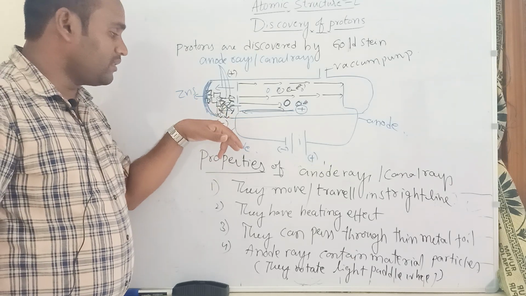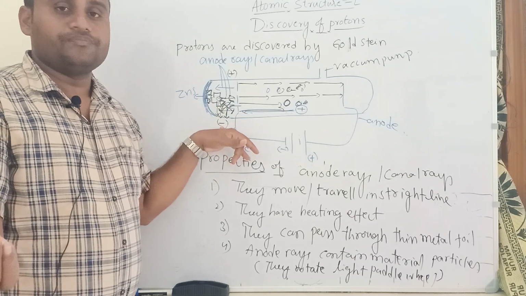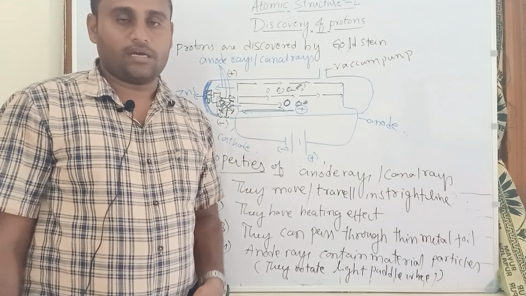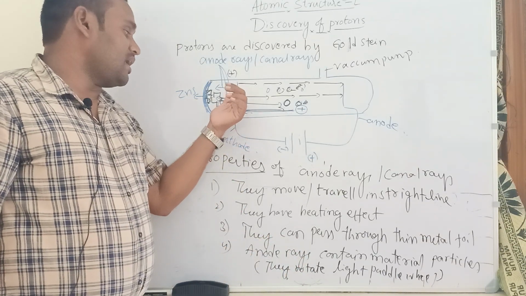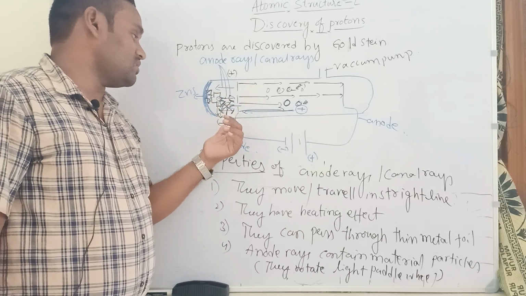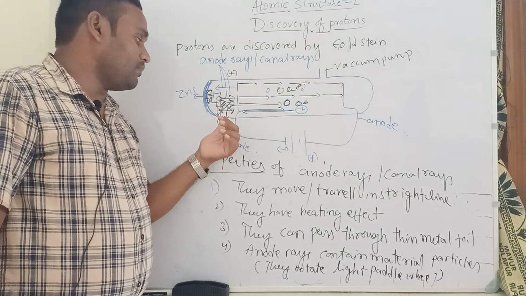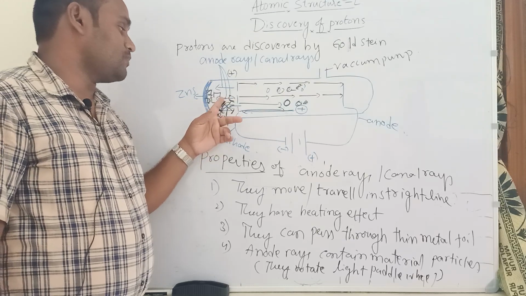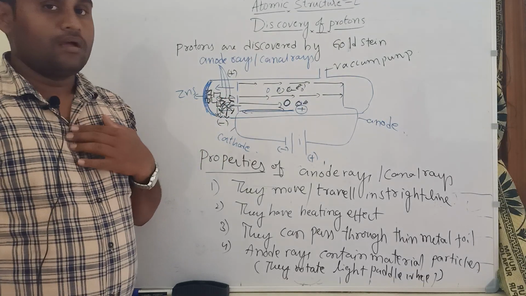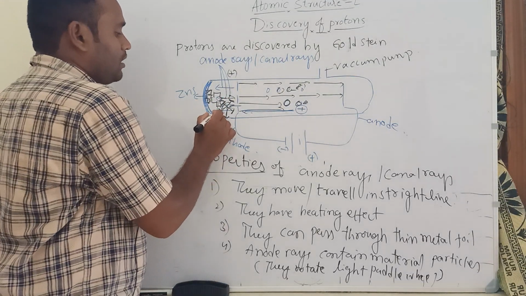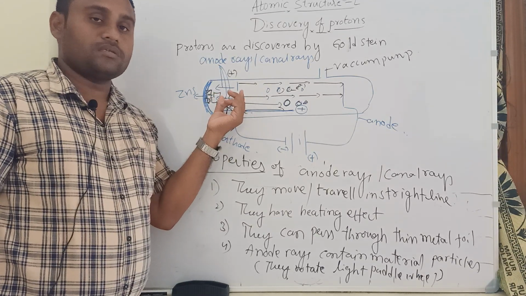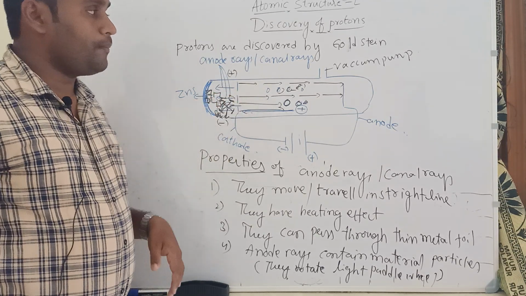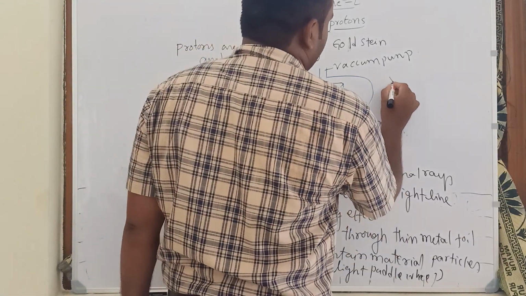Why? Because we already know opposite charges attract. So these are positive and they are attracted by the negative charge. These positive charges are attracted by the negative charge. Hence we can say that these anode rays have positively charged particles.